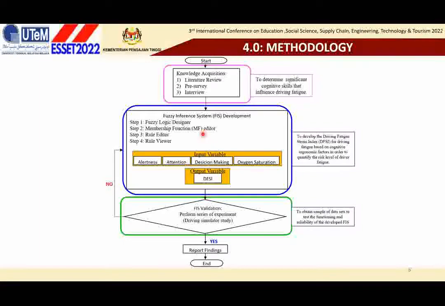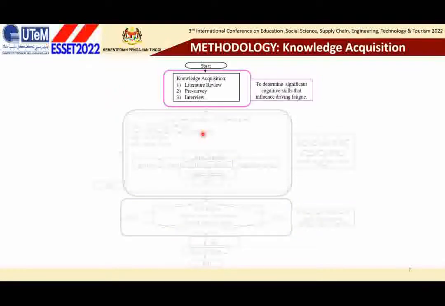Next is methodology. There are three components of the methodology. First is knowledge acquisition. The purpose of this knowledge acquisition is to determine significant cognitive skills that influence driving fatigue. To achieve this objective, I use three methods, which are literature review, pre-survey, and interview.